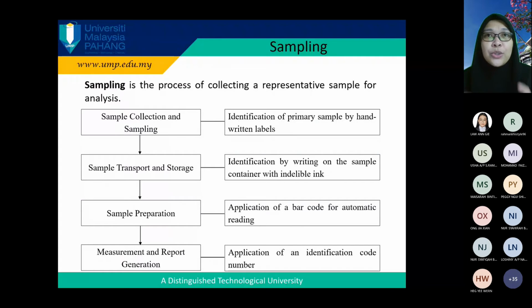So this one is usually used in industry. They have a system, so you need to use the barcode for automatic reading for sample preparation. And the last one, once you have done the sample preparation, you need to do measurement and report generation. And again, you need to apply the code number. Just now, code number for sample preparation. This one is code number for the report generation. Okay, this is for your information when you go to industry.